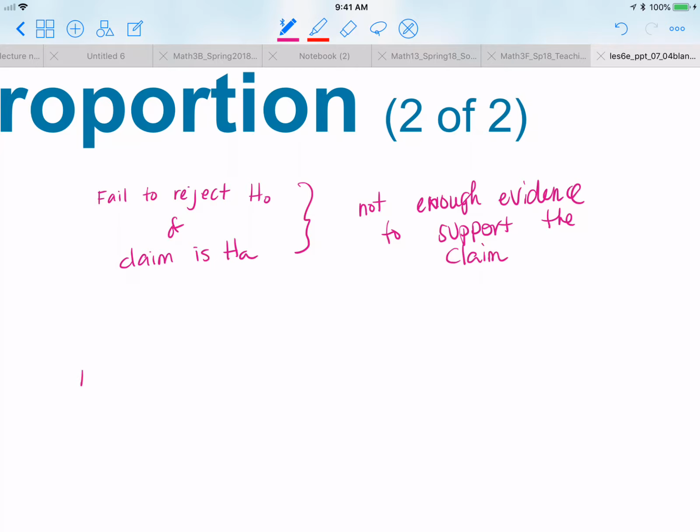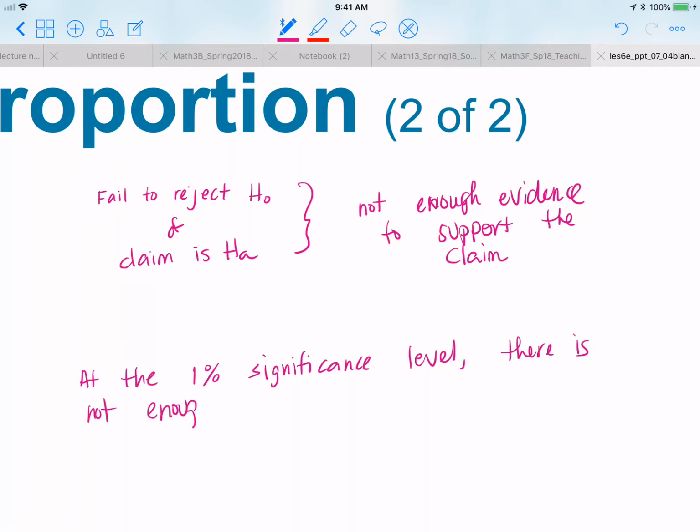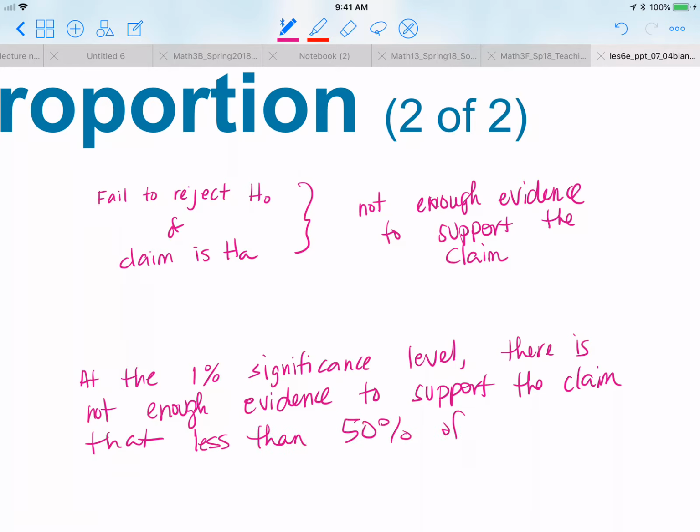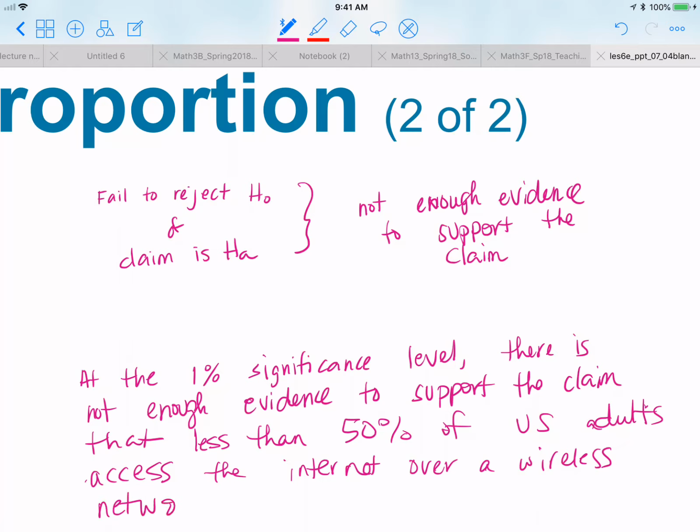So my interpretation is as follows. I would say at the 1% significance level, there is not enough evidence to support the claim that less than 50% of U.S. adults access the internet over a wireless network, blah, blah, blah, with a laptop.